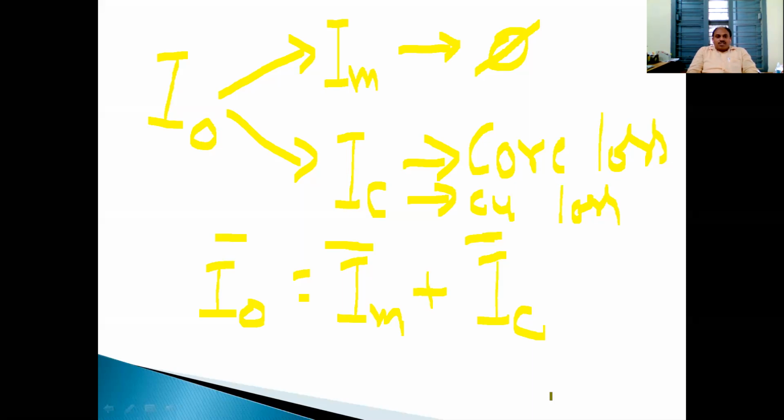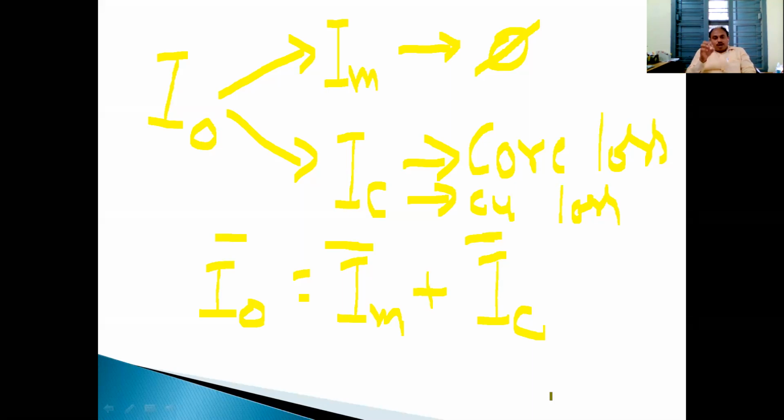This I naught value is very small as compared to the full load current of the transformer. Full load current is the rating of the transformer. When the transformer delivers full load output, the current is called full load current. This is a no load current: the secondary circuit is open circuit, with no electrical load on the secondary side.